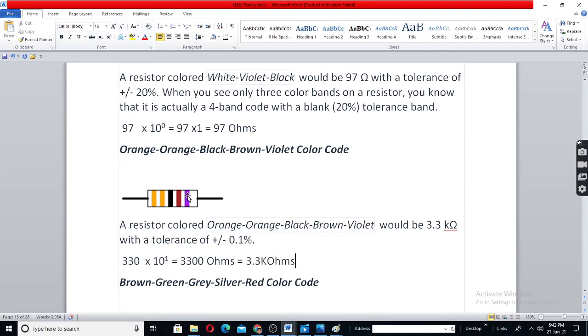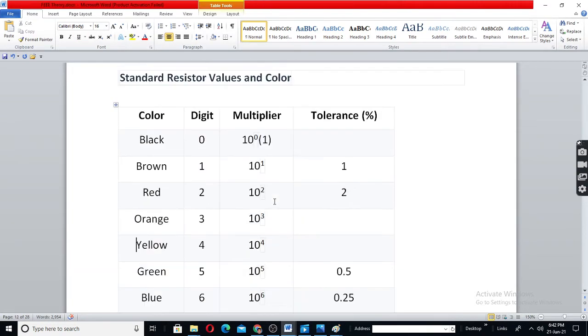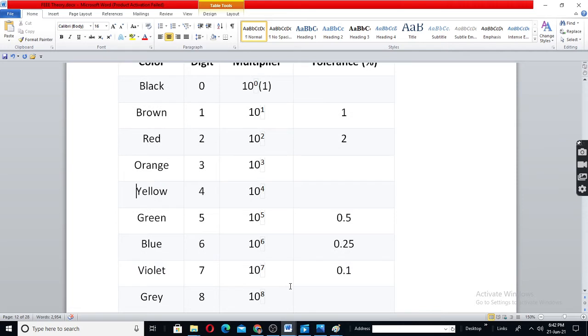And this is violet here. So violet means, sorry, 0.1%. Violet means 0.1%.